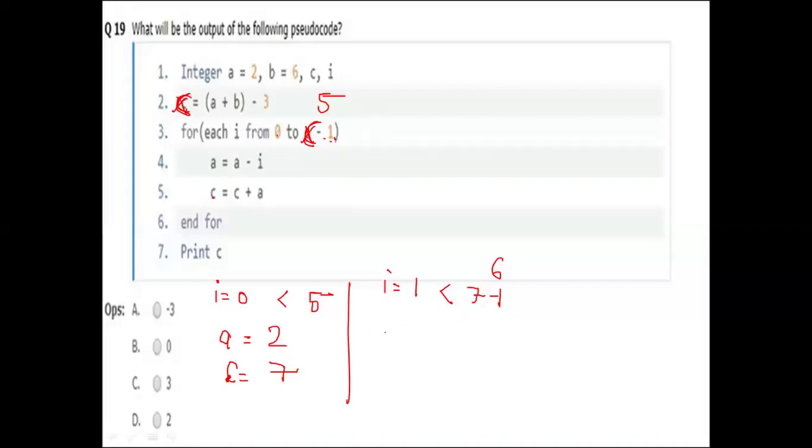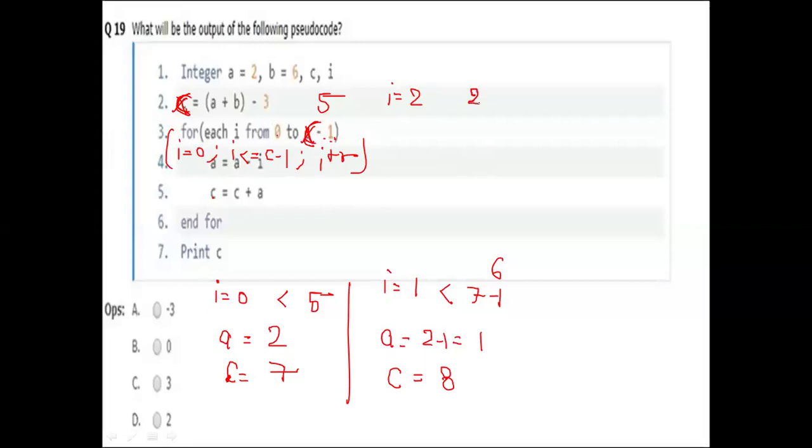Now we'll proceed. A equal to A minus I. A is 2, 2 minus 1, it will be 1. Then C equal to C plus A. C is 7, 7 plus 1, it will be 8. Once it is done, proceed to the next step. Now my I will be 2, as I plus plus happens. If I write down this loop properly, I equal to 0, I less than or equal to C minus 1, and I plus plus. Write it this way and you'll be able to understand. So I equal to 2 after I plus plus.